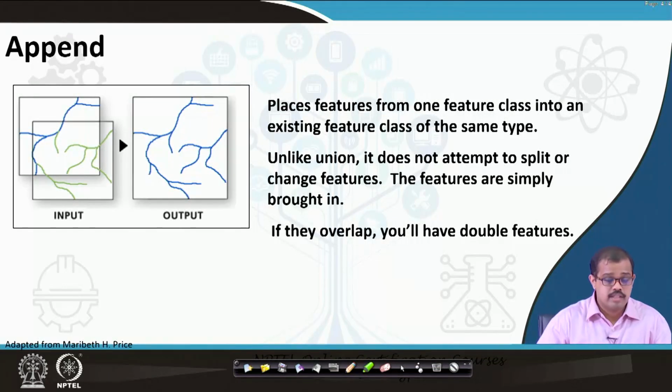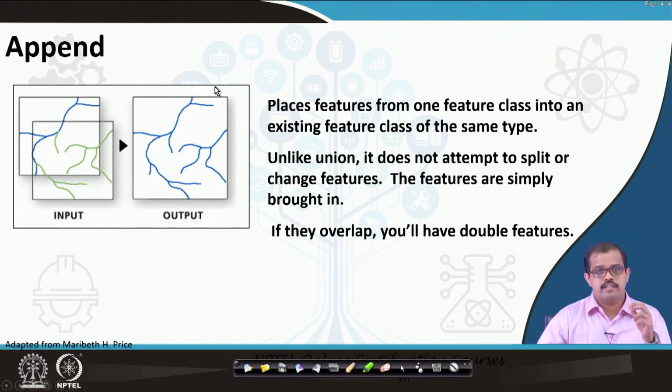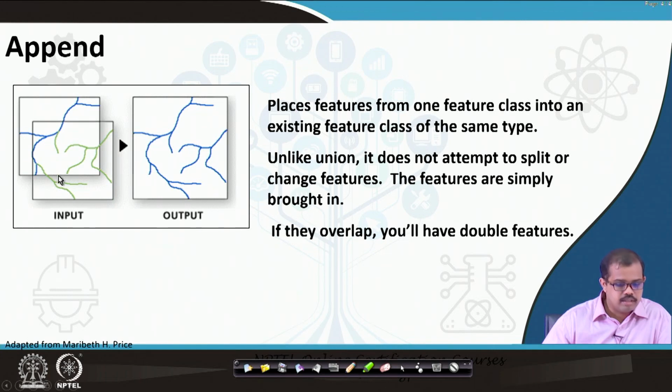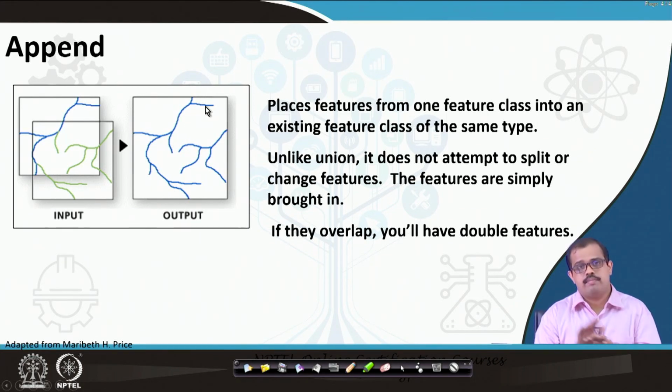There is something called append. For example, it places features from a feature class into an existing feature class of the same type. So for example, if there is one vector data like this, represented in blue, and there is another input like this, and you want to append both of these, combine both of the attribute data and both of the geometric data, and then place it in the output like this, it does it by default using the append button.